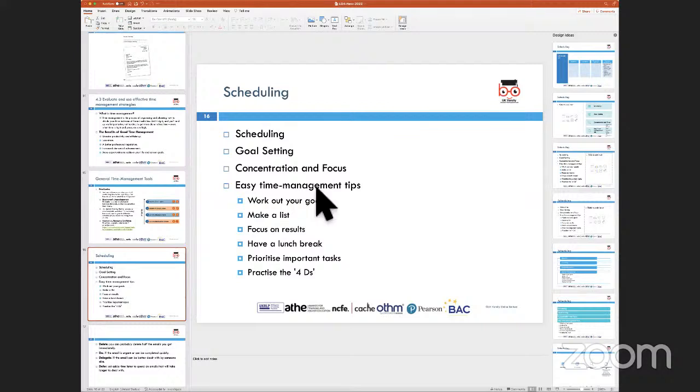Now, scheduling tends to be quite simple. If there are lots of activities that you do on a day-in, day-out basis, one of the things we need to do is schedule those activities in such a way that we know exactly what we are doing, how we are doing it, and when we are doing it. It is a very common activity that we do today in all organizations.